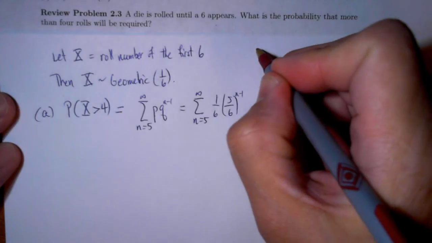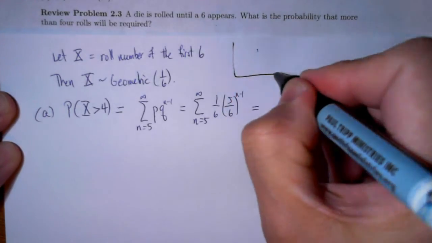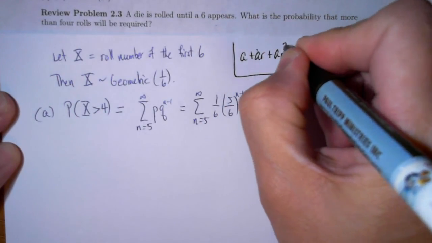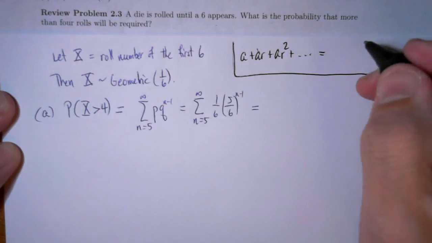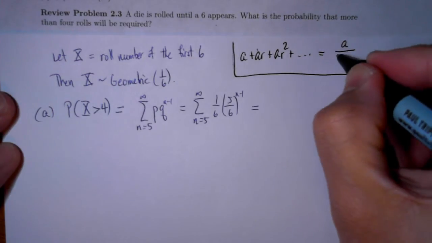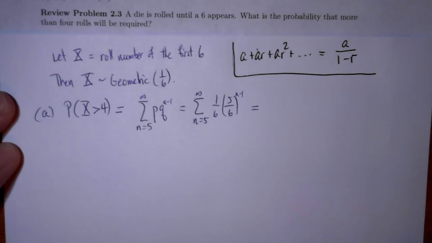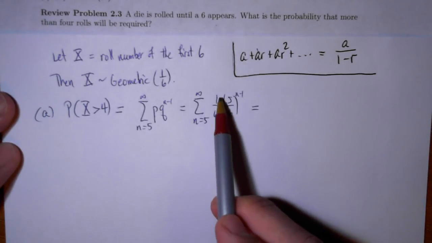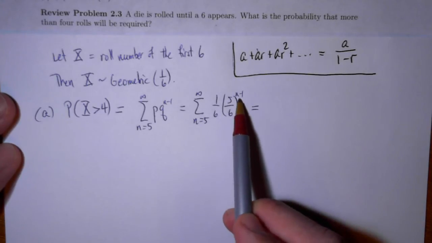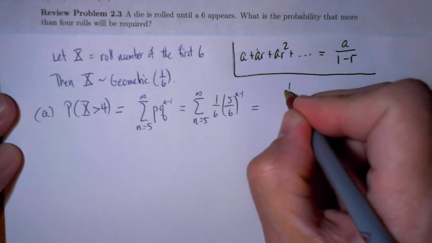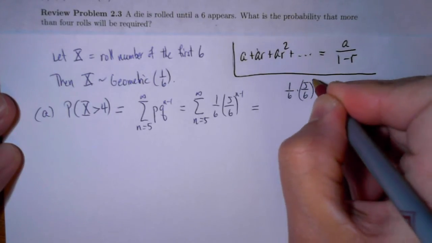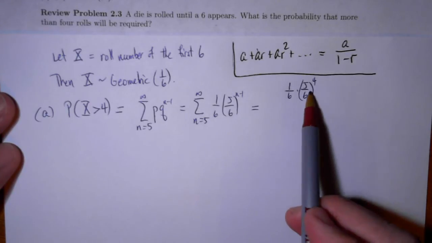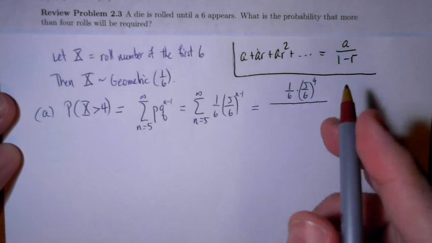And the formula for an infinite geometric series, if you forgot it, let me just put it up here so we can remind ourselves: a plus ar plus ar squared, and so on, would be equal to a over 1 minus r. For this example, the first term of the geometric series would be 1/6 times 5/6 to the 5 minus 1, or 1/6 times 5/6 to the 4th. If n equals 5, that's the first term of this series.